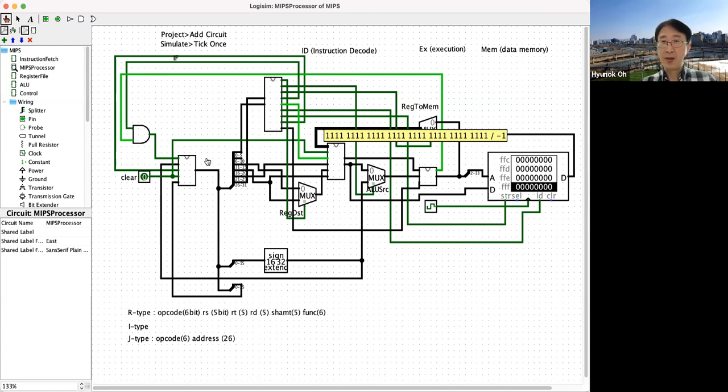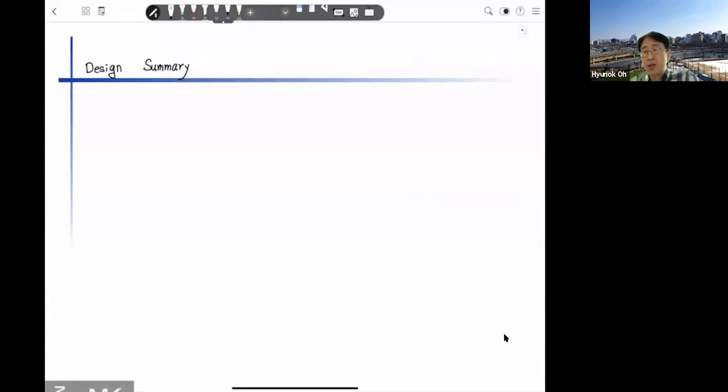Okay. So let me summarize our design. So if we are summarizing the MIPS processor, then in the abstract way, the first component is instruction fetch, right? So this is fetching the instruction from the instruction memory. And also this one is increasing the program counter value. And then what we are doing is we are analyzing the instruction, okay? And so instruction decode. And during the instruction decode, we are also reading the register value.